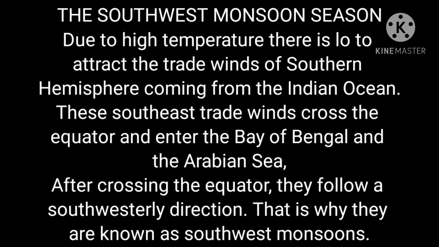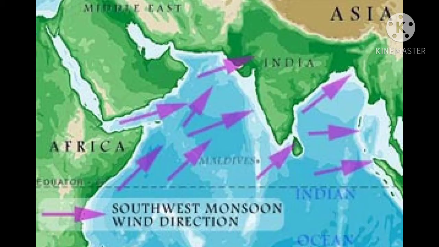Now let's see what is the southwest monsoonal season. July, August and September are the months of the southwest monsoon. By early July, the low pressure is powerful enough to attract the southwest winds coming from the Indian Ocean. These monsoon winds are divided into two branches: the first is the Arabian Sea branch and the second is the Bay of Bengal branch.